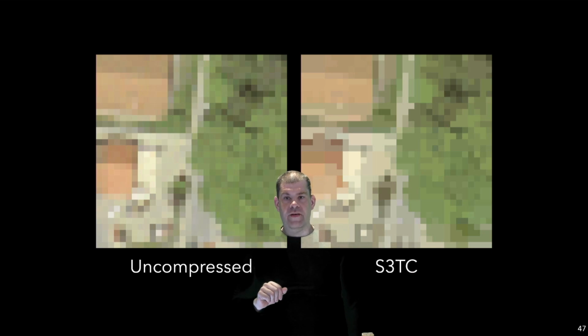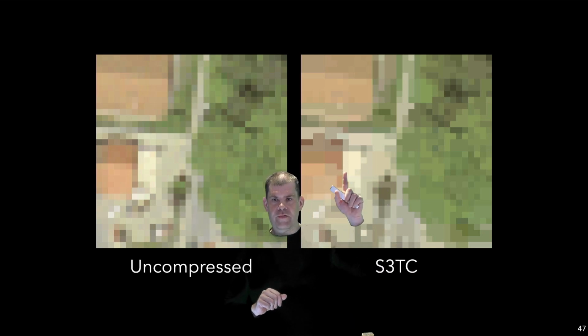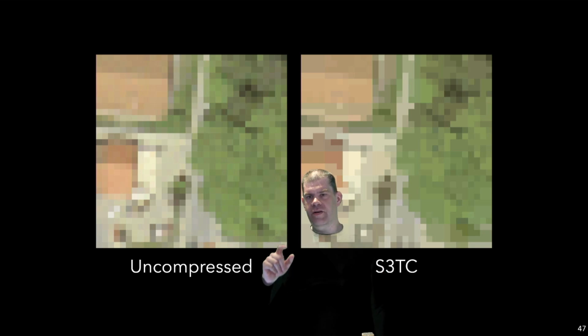That's how you can spot the compression. If you look at this part of the roof here, for instance, and if you look at the part of the roof on the left, or here, this is probably also a roof, or maybe a truck. I can't really tell.